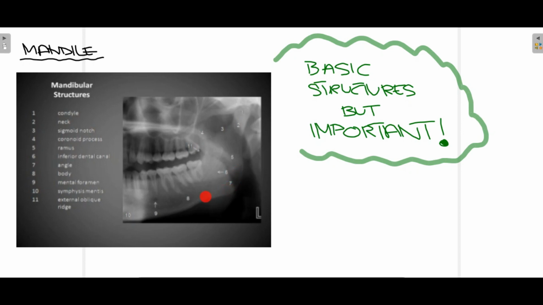Next we have the angle of the mandible. Then this is the body of the mandible. This structure number 9 is the mental foramen. This number 10 is the symphysis menti, and this ridge that is running over here is the external oblique ridge.